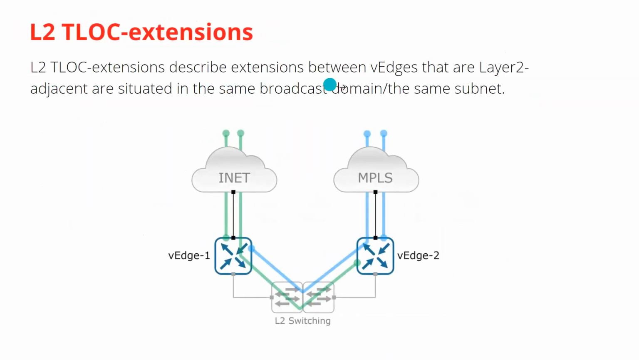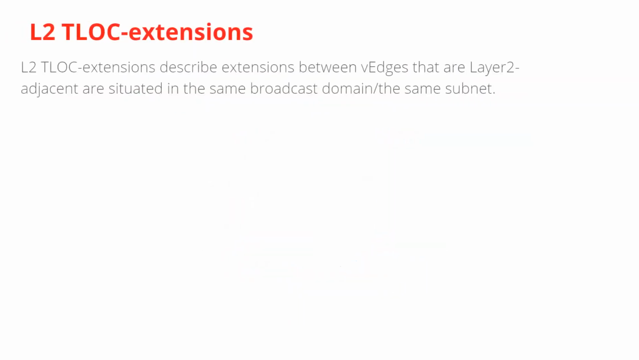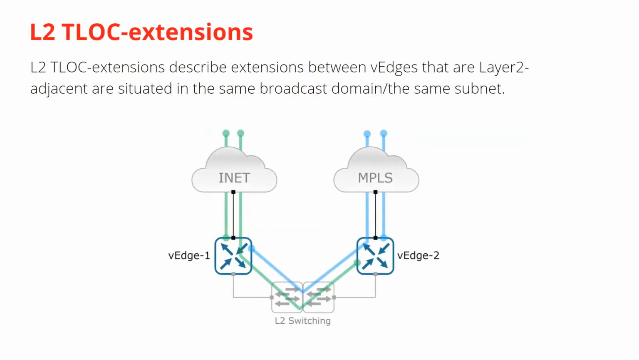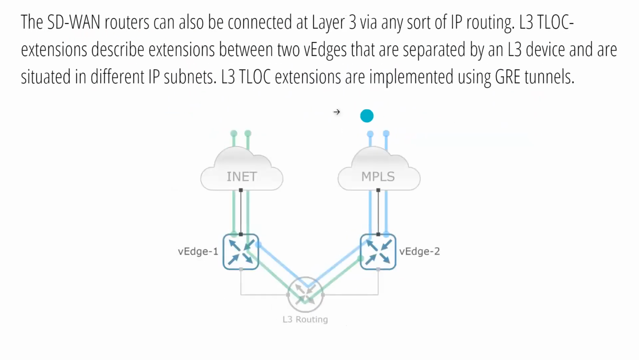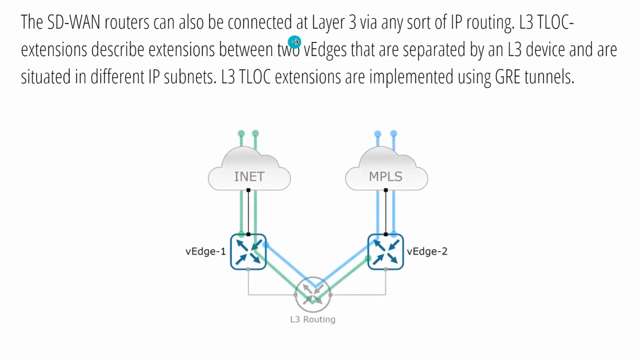So L2 TLOC extension describes extension between WAN edge routers that are layer 2 adjacent, situated in the same broadcast domain or the same subnet. Okay. What we are going to use is L2. The SD-WAN routers can also be connected over layer 3 via any sort of IP routing.